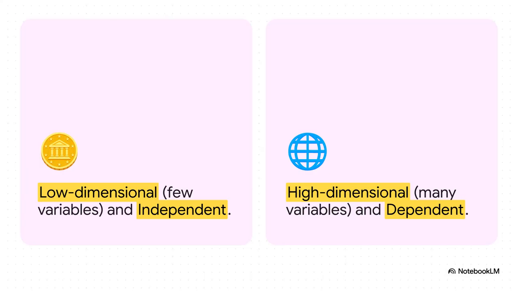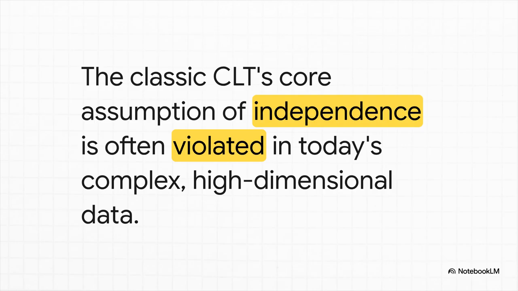So here's the core difference, boiled down. The old map was designed for data that was low-dimensional and independent. Think of flipping a coin. One flip has zero effect on the next. Simple. But modern data, it's high-dimensional and deeply dependent. Think about the global stock market, where a tiny ripple in one corner of the world can trigger a tidal wave that affects thousands of other stocks in seconds. They're all linked. So the crucial point is this: that fundamental assumption, the one about independence that the entire classic CLT is built on, is just flat out broken in most modern datasets.